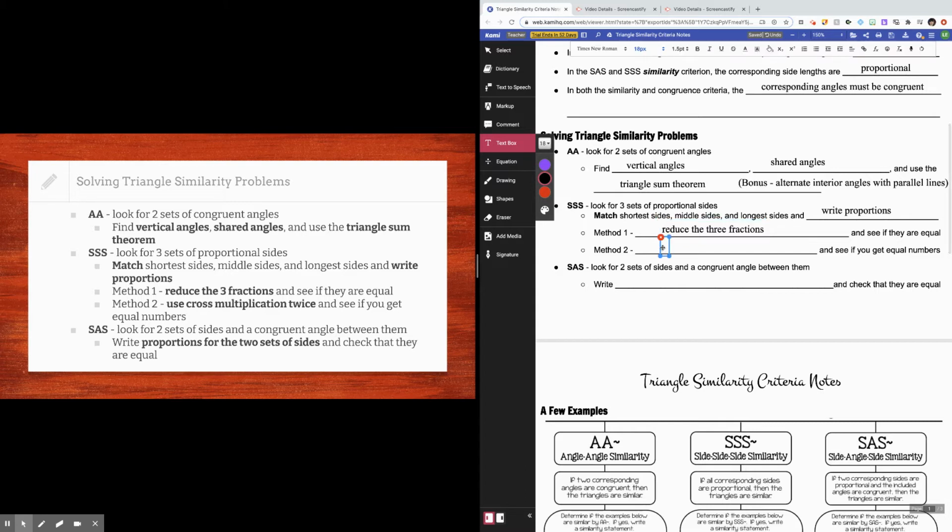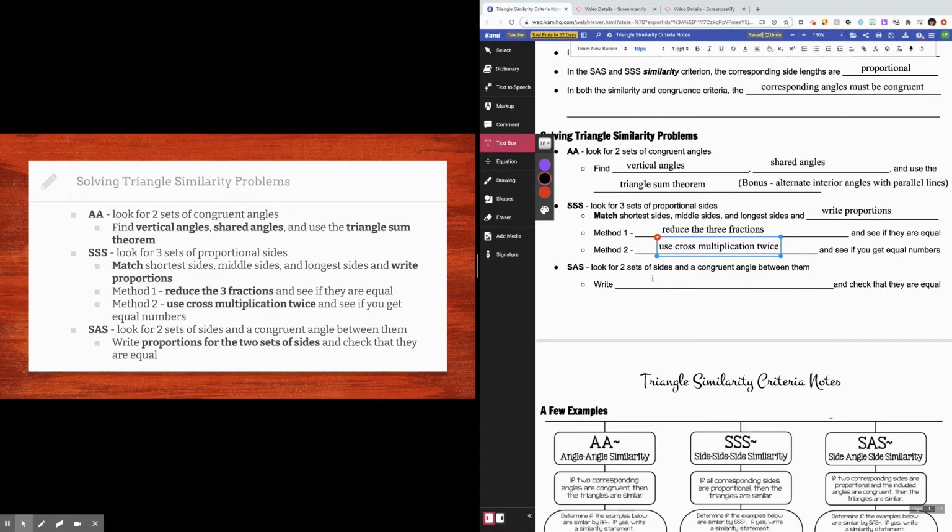Okay, if you are not a fan of fractions and don't like reducing fractions, if that's not your jam, then you can also use cross multiplication. You have to use it twice, okay, to see if you get equal numbers. And I'm going to show you what I mean by that when I do some examples for you, okay?